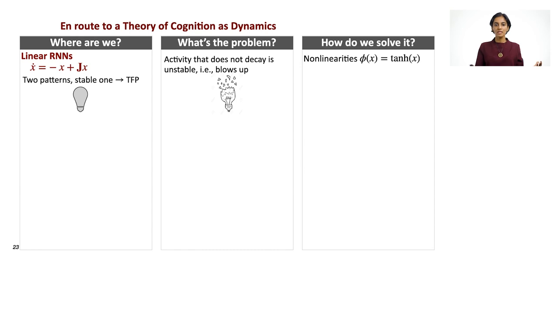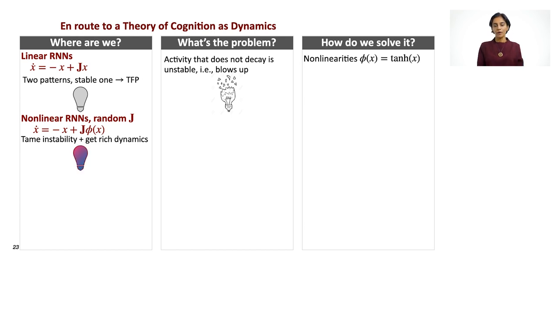So where are we, right? We initially looked at linear recurrent neural network models. We saw that they had two patterns: a stable one that decayed to zero, and activity that does not decay blows up. We tamed that instability by introducing the concept of nonlinearities, and we looked at the specific case of the hyperbolic tangent. And now you can see that in nonlinear recurrent neural network models that have been connected with random recurrent interactions, we can tame this instability and get rich dynamics.